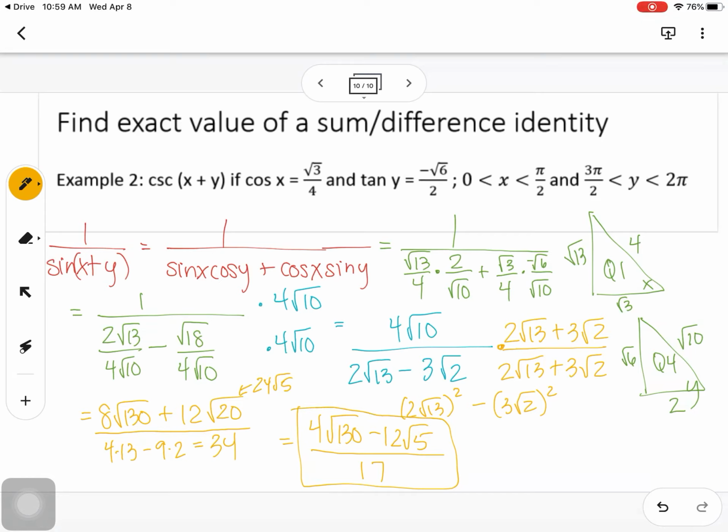I purposely here picked an ugly one. This is about as ugly as these can get, so please don't think this is a typical problem. But these algebra skills are going to be important for both here and in calculus in the future. So just make sure if you have any questions, feel free to touch base and let me know how I can help.